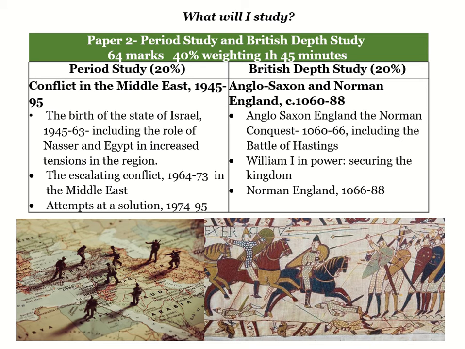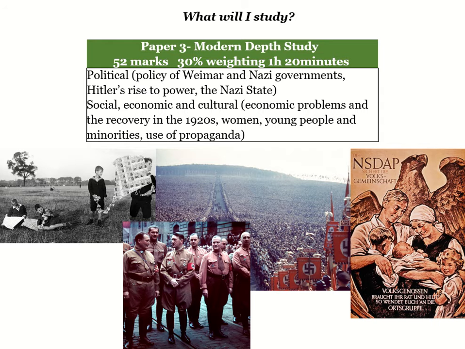The second part of Paper 2 focuses on the Anglo-Saxons and the Normans. We look at William the Conqueror and how he conquered England in 1066, and then how he changed England into a Norman country. This is really exciting because it's something that you have studied in Year 7 and it is really extending that knowledge. And finally, we have Paper 3, which is the study you have all been doing this year in your history classes.